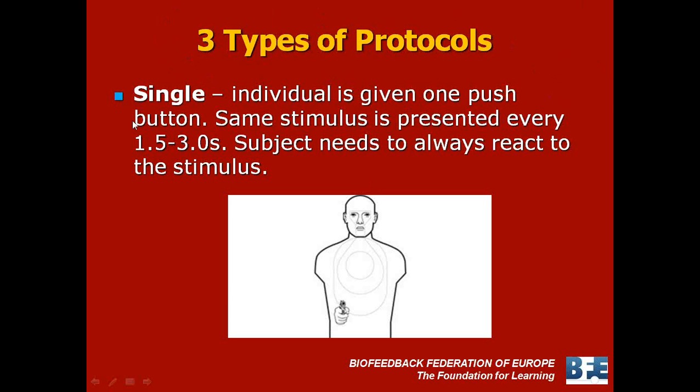the first is single. Single is the simplest. The individual is given one push button, and then on screen, the exact same stimulus picture is going to be presented every 1.5 to 3 seconds. The computer randomizes in between this time when it appears. The subject needs to always react to the stimulus. So as soon as they see the picture, they need to click the push button. And they need to do that as fast as possible, and they're always going to have to react. That's the first type of protocol, called single.